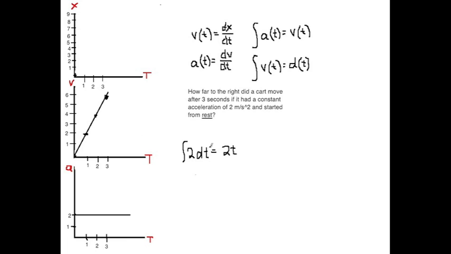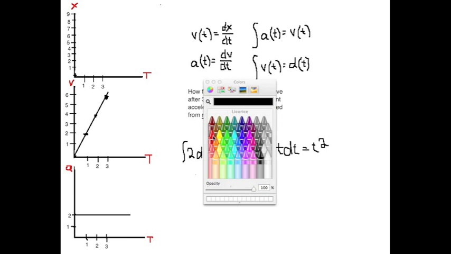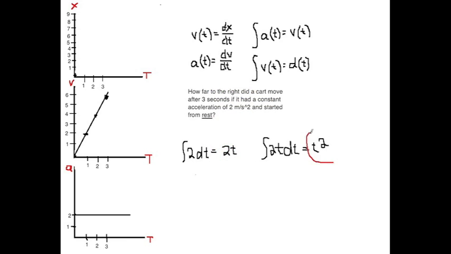So now we can integrate it once more in order to find the graph for the distance. So the integral of 2t dt would be t squared. And right here, t squared is the graph of distance. So I'm going to color it in a different color. So right here, this is the answer that we're looking for.